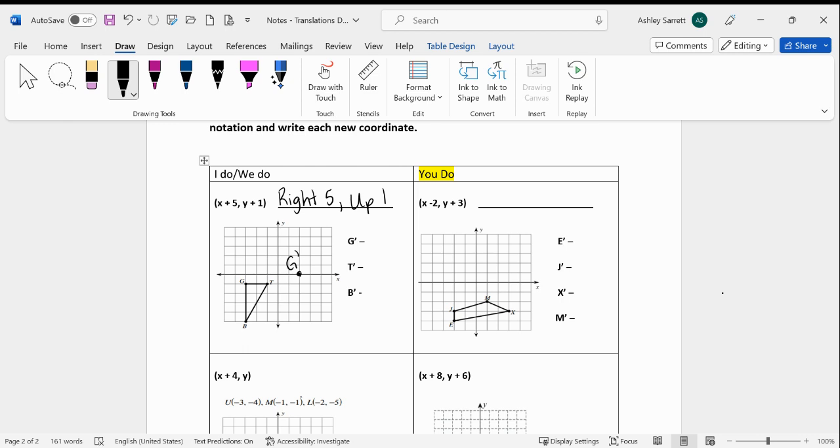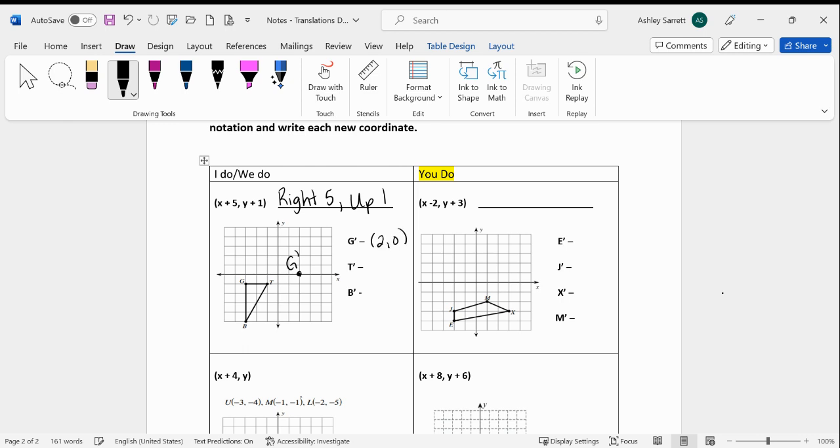So notice I put this little symbol right here. This is called prime notation. When I see a point and it has the prime notation, that is what's telling me that that is the brand new point. That's how I can tell which figure is which. All right, so the new point G, G prime, is now at positive 2, 0.